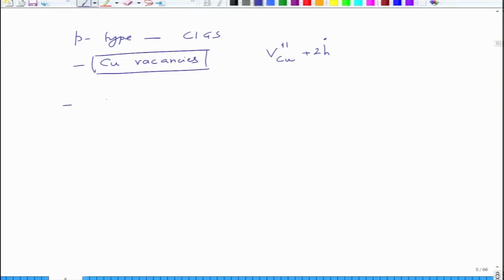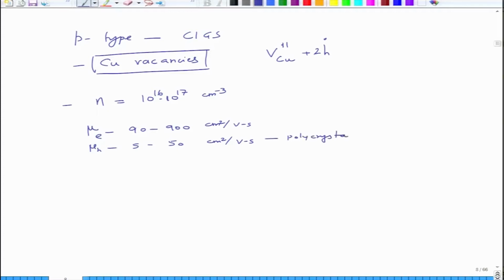It is generally easy to make p-type CIS than n-type CIS. The carrier density in this system is about 10 to the power 16 to 10 to the power 17 per centimeter cube. Electron mobility is about 90 to 900 centimeter square per volt second, whereas hole mobility is about 5 to 50 centimeter square per volt second. So this is in polycrystal. In single crystal, these values would be from 5 to 200.